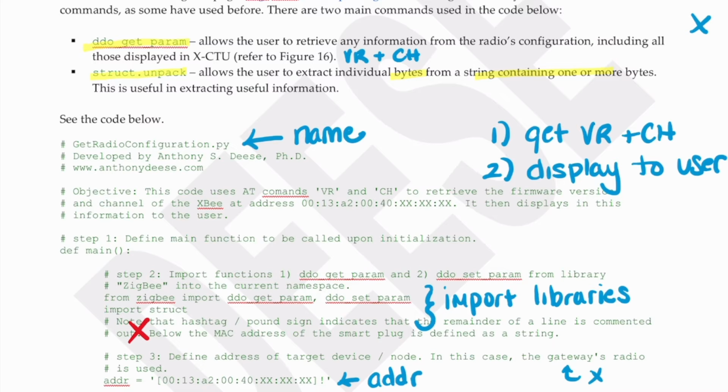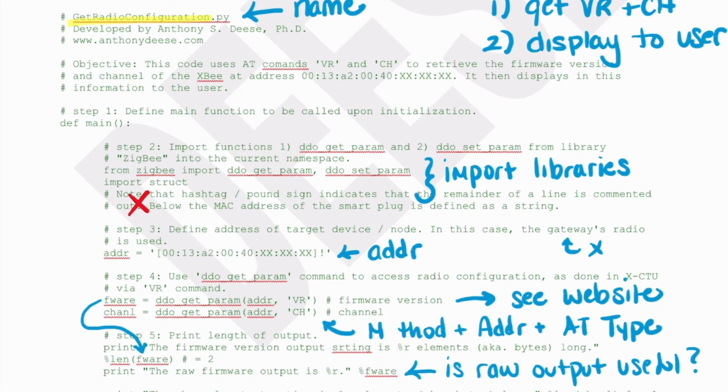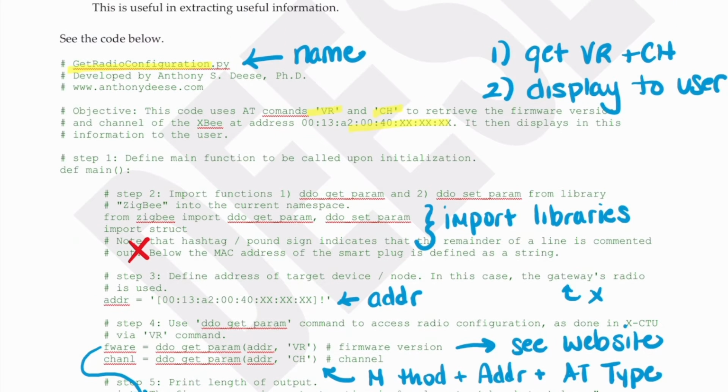Okay, so this is a Python script I developed, get_radio_configuration.py. And what it does is it uses AT commands, accessing parameters VR and CH to retrieve the firmware version as well as the channel of the XBee radio at a given address. It then displays this information to the user. So we get two parameters, VR and CH, and then we display that information to the user. Okay, step one, we have to define the main function to be called. So everything that we're doing is going to be included in here.